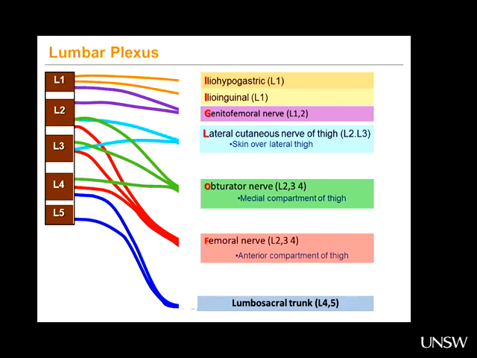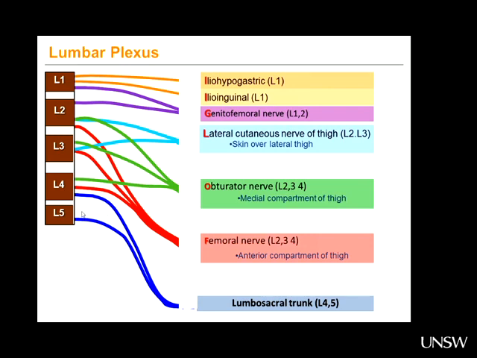Now remember, the reason why the posterior divisions are supplying the anterior compartment of the thigh is because in embryology the lower limb has rotated such that that posterior surface or the dorsal surface came to lie anteriorly. Remember? Okay, good. And then the last branch that comes off the lumbar plexus is actually a trunk.